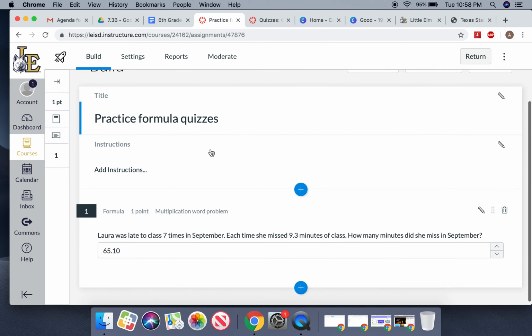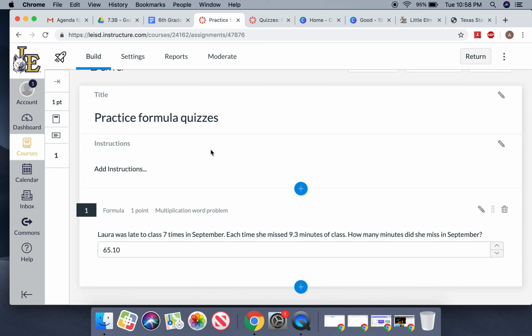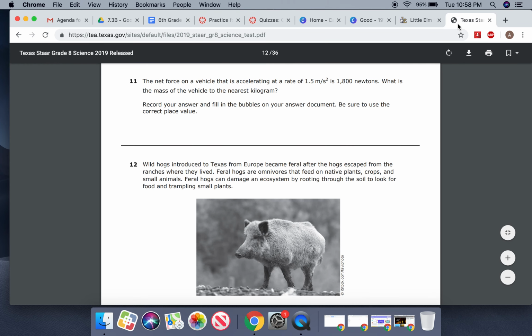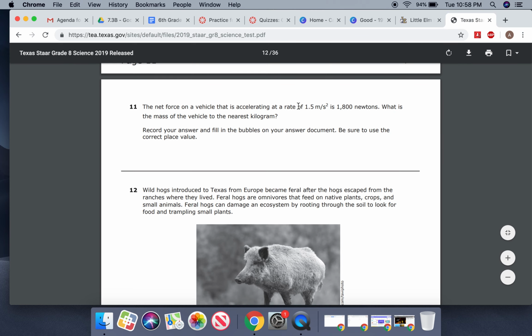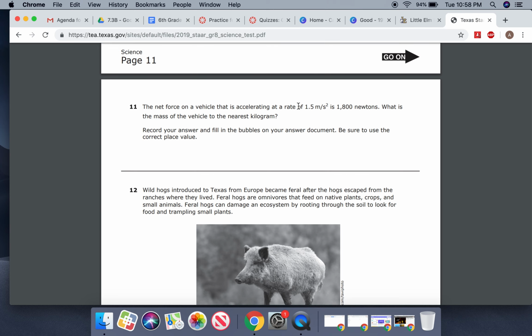So that's a math example. Let me use a science example as well, just to show you how this works for that. So I'm going to use an 8th grade science example because I know they do physics. So I'll use this question here. The net force on a vehicle that is accelerating at a rate of 1.5 meters per second squared is 1,800 newtons. What is the mass of the vehicle to the nearest kilogram?